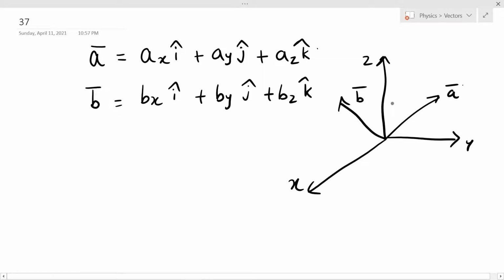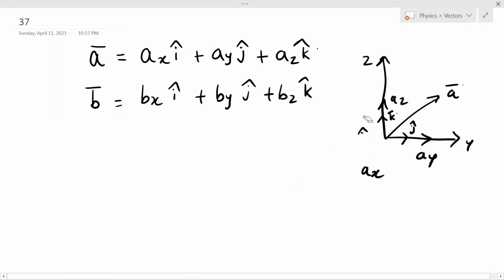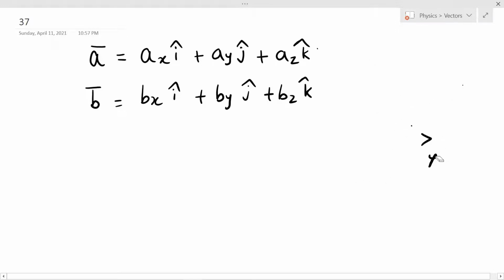And you know that if I take this vector a bar as of now, then its component along x will be ax, its component along y is ay, and its component along z is az. So now I can express this vector a bar in terms of i cap, j cap and k cap, which are nothing but the unit vectors along x direction, y direction and z direction. So let's see what will be the dot product between these two vectors a bar and b bar.